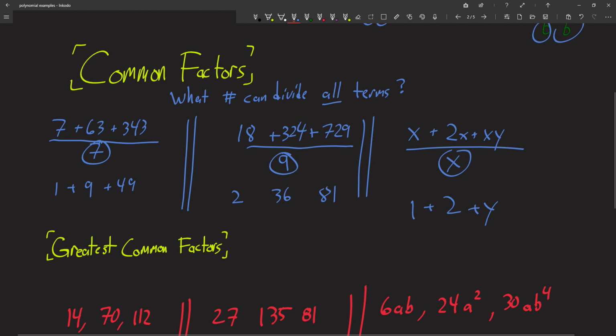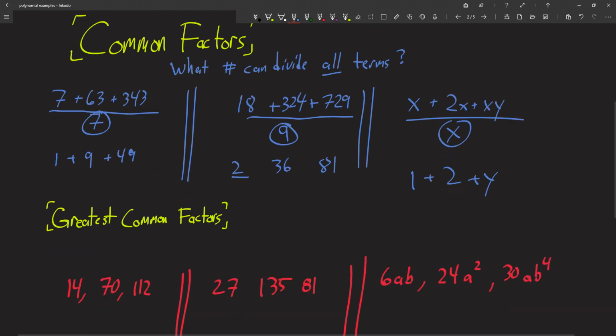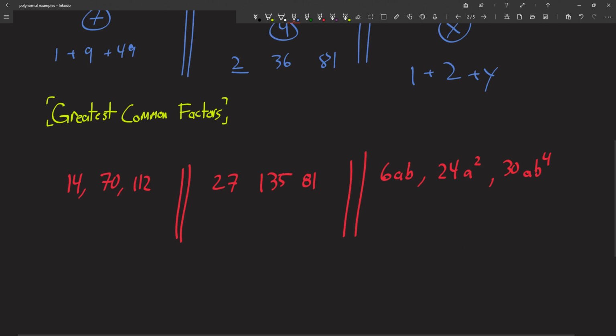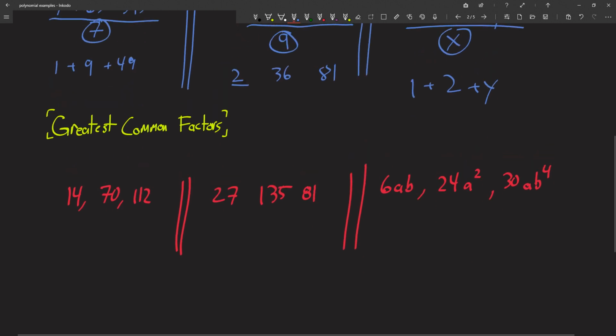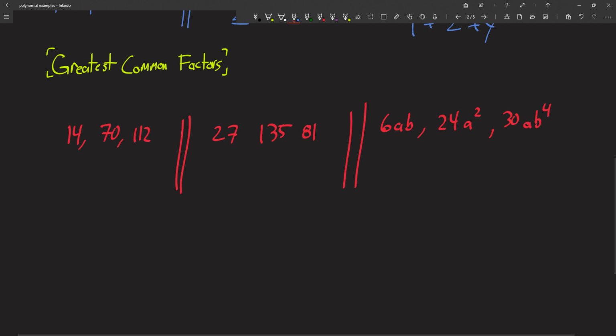For our common factors, we need something that when we divide, we get an integer. So a positive or negative whole number. No decimals or fractions, just something like a 2 or a 49 or whatever. Greatest common factor is very similar to just common factor, but just acknowledging that there's more than one possible common factor for many groups of terms.